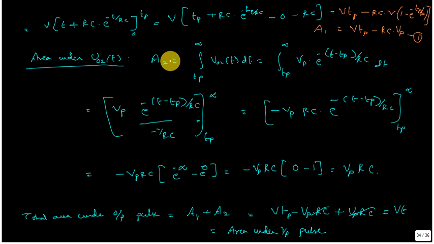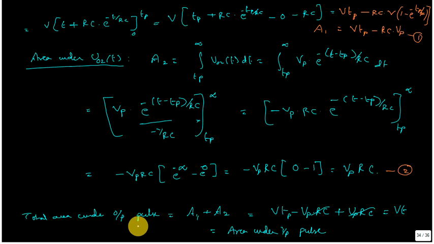Area under V02 of t, say it as A2. A2 is equal to the integral with limits from Tp to infinity of V02 of t. V02 is already defined, Vp into e power minus of (t minus Tp) by RC into dt. Vp is a constant, and the integration of e power x is e power x divided by the differentiation of x. So after simplification, it looks like minus Vp into RC. This minus Vp into RC is the second equation.